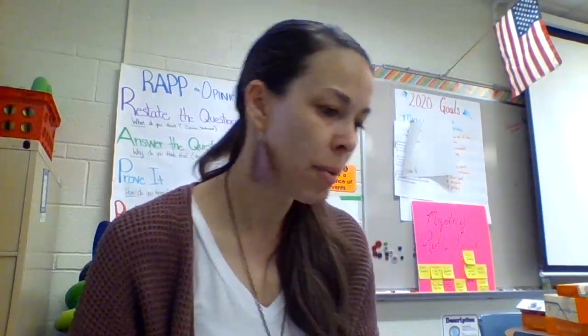Question 11. What rhyme scheme is used for both of these poems? A, A-B, A-B. B, A-A, B-B. C, A-B, C-B. Or D, A-B, C-C. Go back to the poems and look at the rhyme scheme.